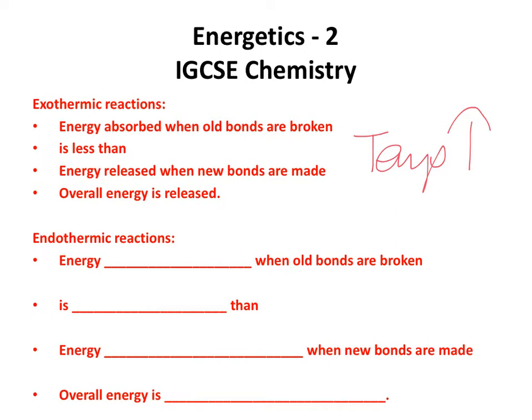So let's see if we can work out what's in these gaps here. Energy when old bonds are broken: when bonds are broken you need to put energy in to pull the atoms away from each other. So we're going to have absorbed, because you need to put the energy in to break the bonds. Energy absorbed when old bonds are broken is something than energy blank when new bonds are made. Well, when new bonds are made, energy gets released.